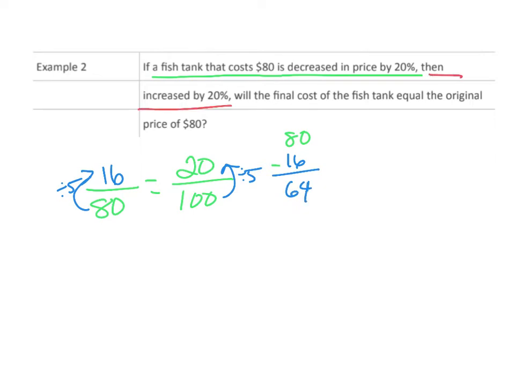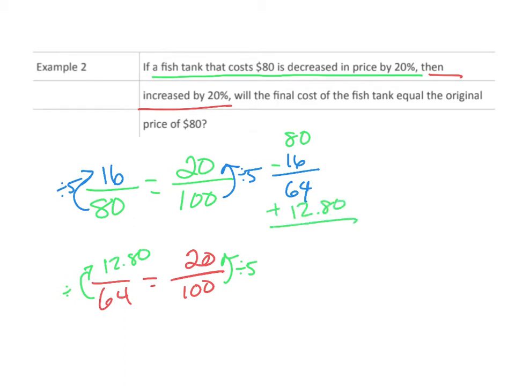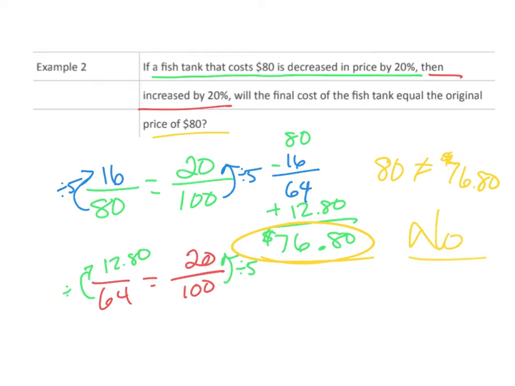However, then it increased by 20%. So we're going to do it again. Original price is now $64, increased by 20. So we're going to divide by 5. 64 divided by 5 is $12.80. So we're going to add that on. Our price is now $76.80. So will the final cost of the fish tank equal the original price of $80? $80 does not equal the $76.80. So the answer is no. And you are going to have a question like this on your homework.